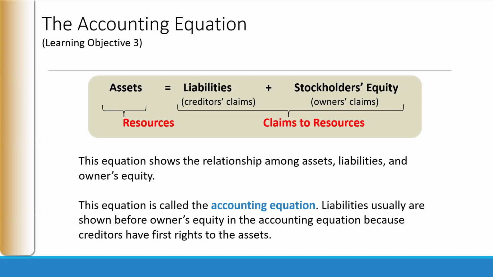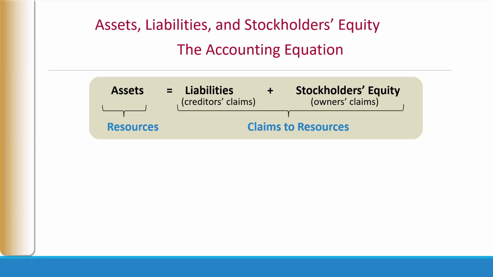Most of the homework is going to be separating transactions out between the three of these on very large tabular homework exercises, and showing the effect of a transaction on these three items. And from this, we get basically how we record all of financial accounting. Assets are resources. Liabilities and stockholders' equity are claims to resources, whether they're from creditors or from owners of the business.